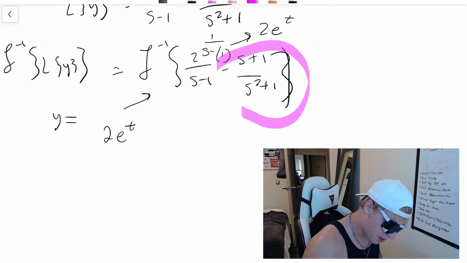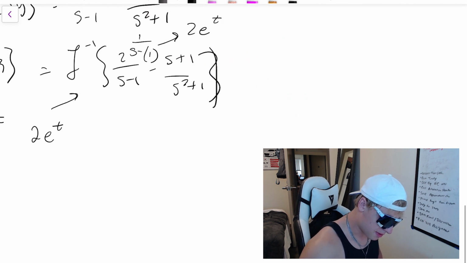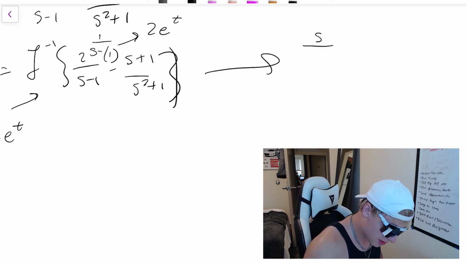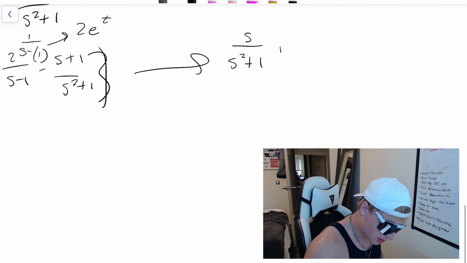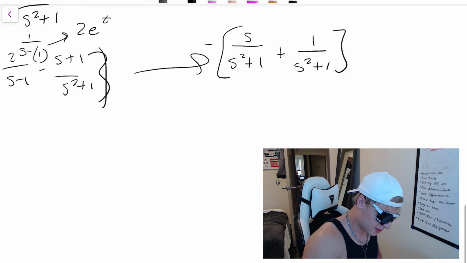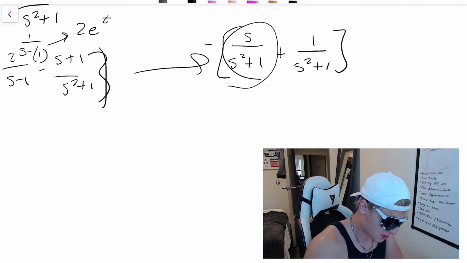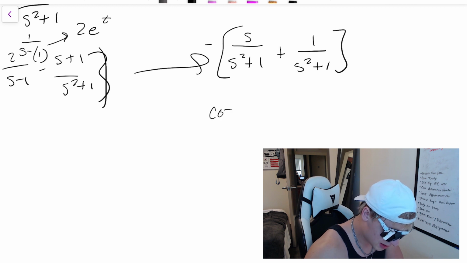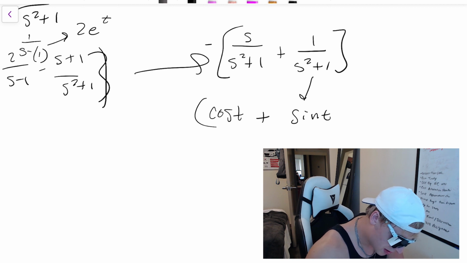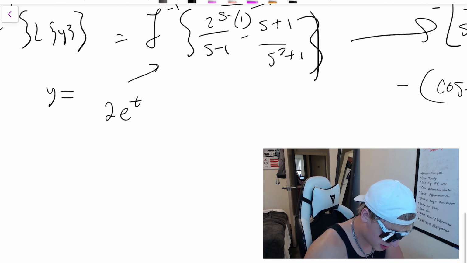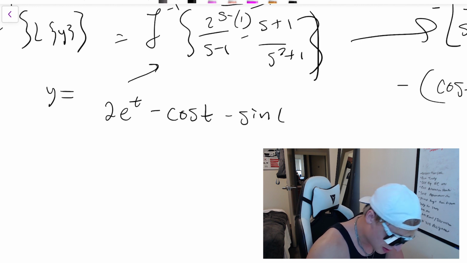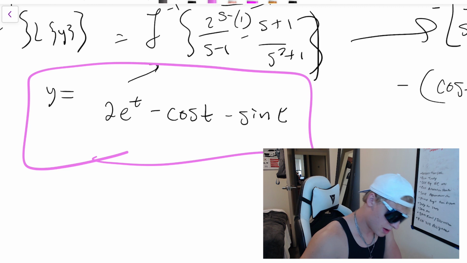And then this part here, we're going to break this up. I'm going to draw this over here as s over s squared plus 1 plus 1 over s squared plus 1. And remember, this is a minus times everything because of this minus over here. Now, if we look at our Laplace transforms, this is going to be equal to cosine t. This is going to be equal to sine t. You have this here times the negative. Our final answer is going to be 2e to the t minus cosine t minus sine t. And that's how you solve it.